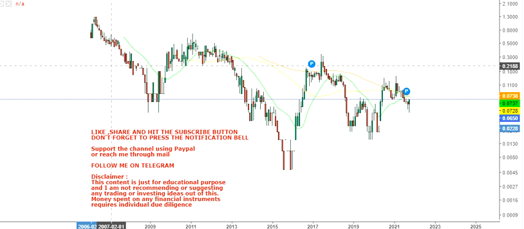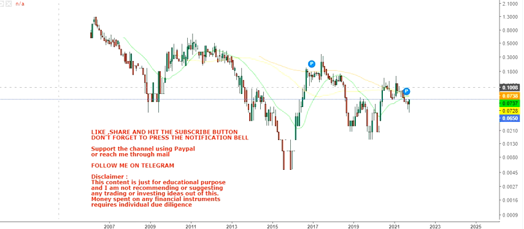Friends, in this video we're going to discuss the monthly chart of Tower Resources Limited. Now this stock is listed on the Canadian Stock Exchange. There are different companies with the same name listed on different stock exchanges, so this is the chart listed on the Canadian Stock Exchange.